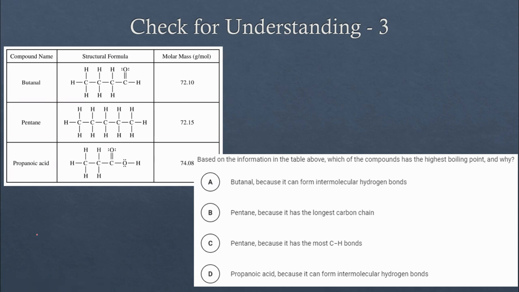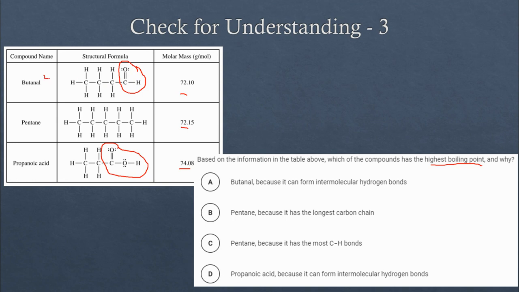Check for understanding 3. Based on the information in the table, which of the compounds has the highest boiling point and why? Okay, so all of these compounds have very similar molar masses. So the difference is that butanol has this area. Pentane is just carbons and hydrogens, and propanoic acid has this whole thing, besides the carbons and hydrogens. So we're looking at the highest boiling point, so that would mean the strongest intermolecular forces.